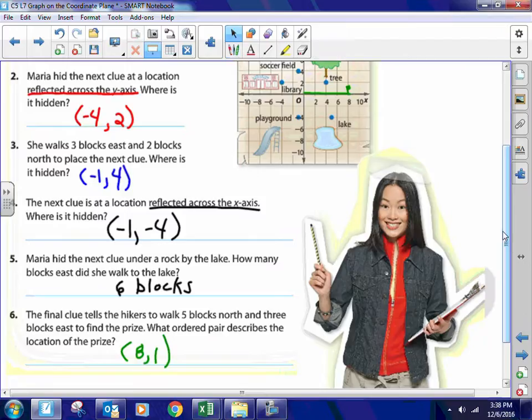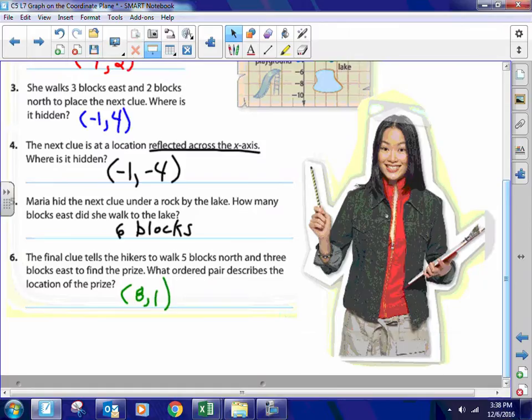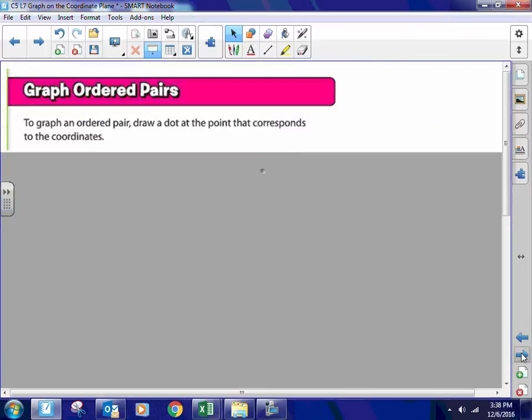Not hard. This is not going to be a hard, challenging lesson for you, unless you are a person who is not good with directions, then you will probably fail miserably, but we'll work through that. That's why I'm here. Okay, graphing ordered pairs. Probably the simplest thing since adding.